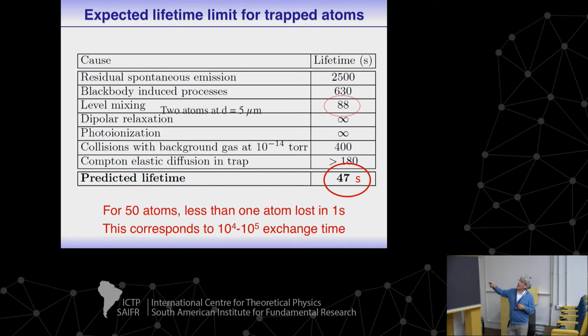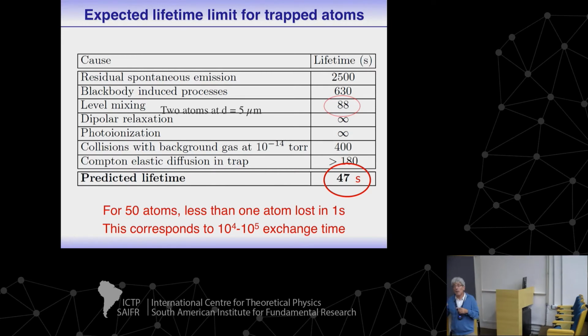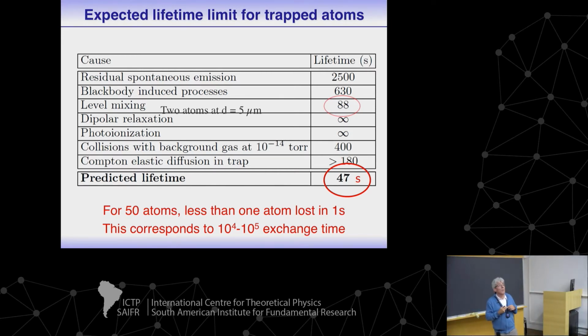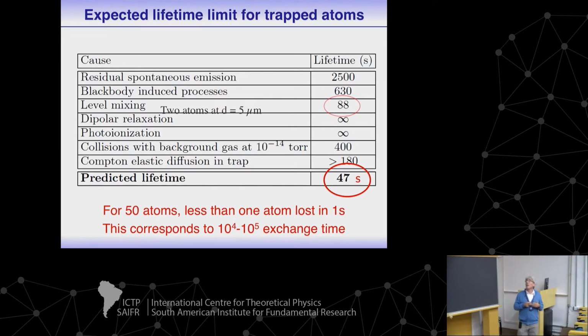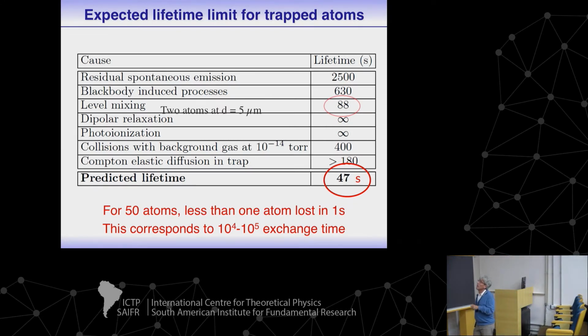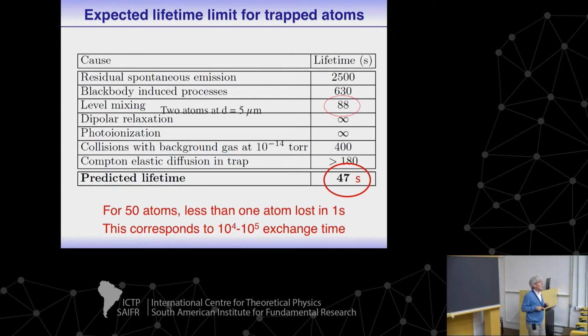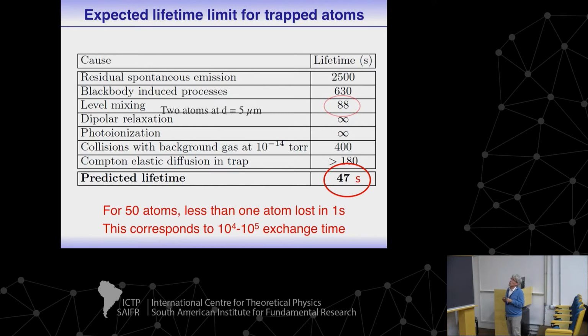You can then add one effect like the contribution of residual blackbody radiation, which will create upward transitions from the Rydberg level, which are not inhibited by the capacitor. So this reduces the lifetime to 600 seconds, typically 10 minutes, so that's the 10-minute limit for a single trapped Rydberg atom. Then an important limit is this 88 seconds, which is due to interaction.